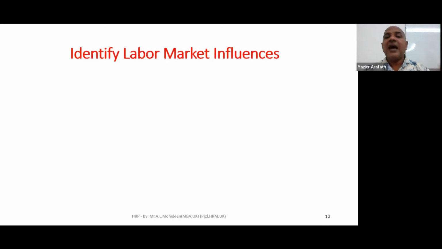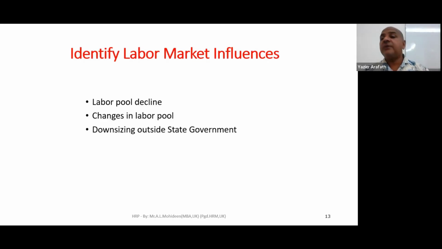And identify the labor market influence. Sometimes in the labor market, there are certain influences when we hire. Sometimes in the labor pool, we need a certain amount of people from certain countries, but we are unable to get them, because the labor pool has declined. Maybe there are changes in the labor pool. Sometimes the government is not issuing permits, so there are certain limitations and regulations in sending certain people to certain countries. So there are state limitations, and also a changing occupational outlook.